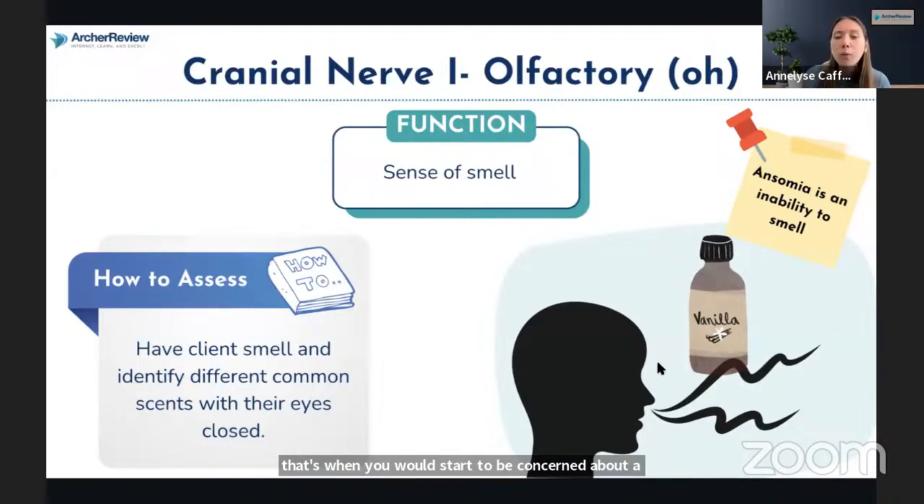The specific term we use in the medical world for issues with cranial nerve 1 is anosmia. Okay, so that just means an inability to smell.